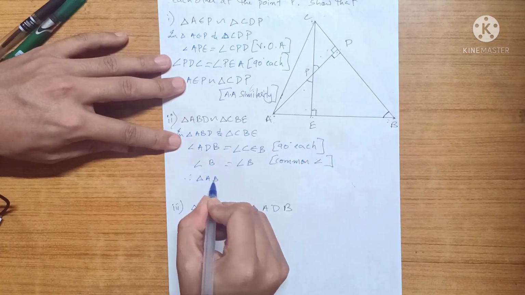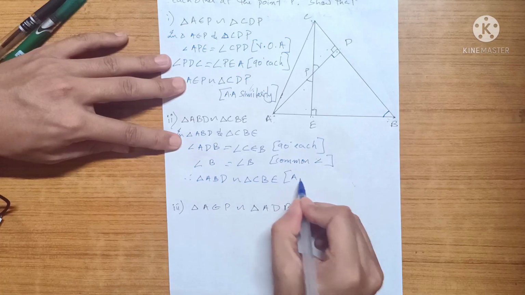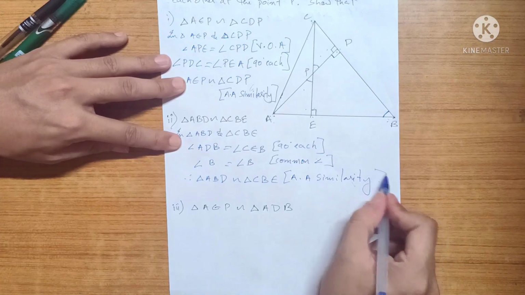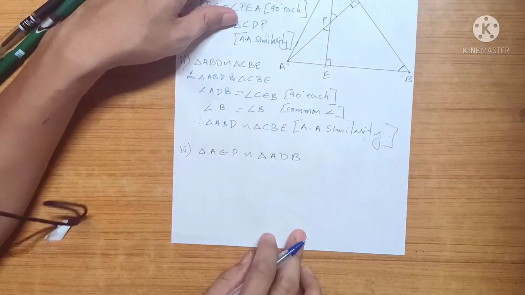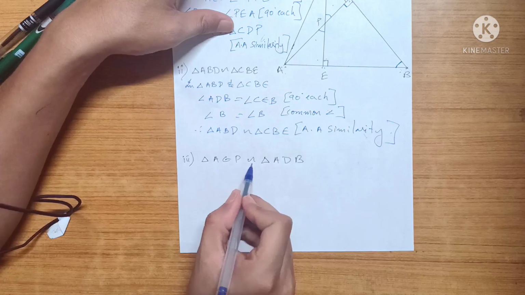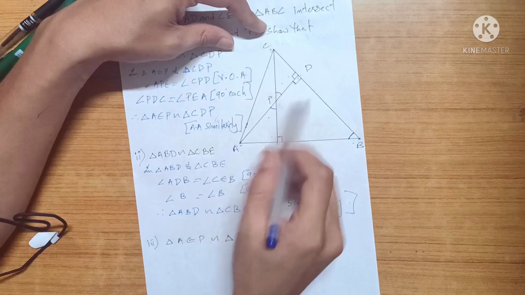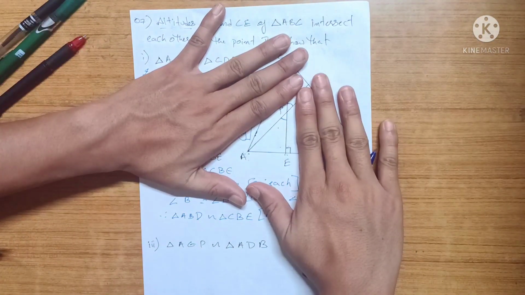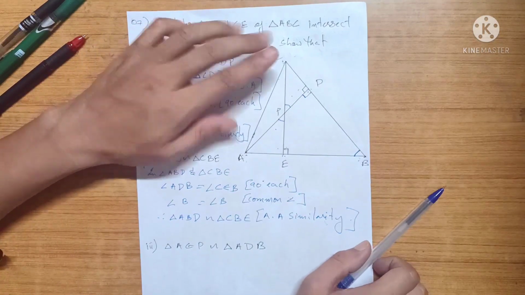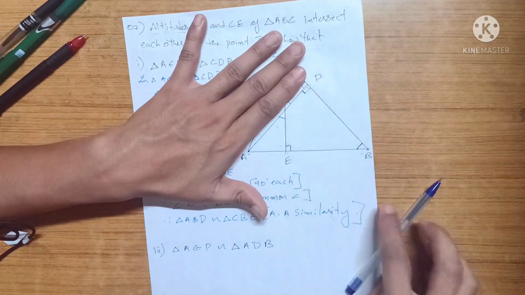Therefore, triangle ABD is similar to triangle CBE, that is AA similarity. Okay, let's do the last question. Round number 3. AEP is similar to ADB. Let's search AEP first. AEP, this small one. AEP and ADB. Where's ADB? ADB, this big one. So this small one and this big one.